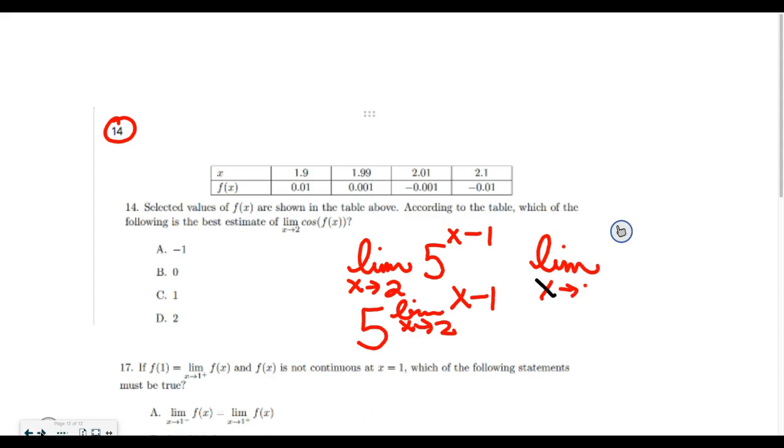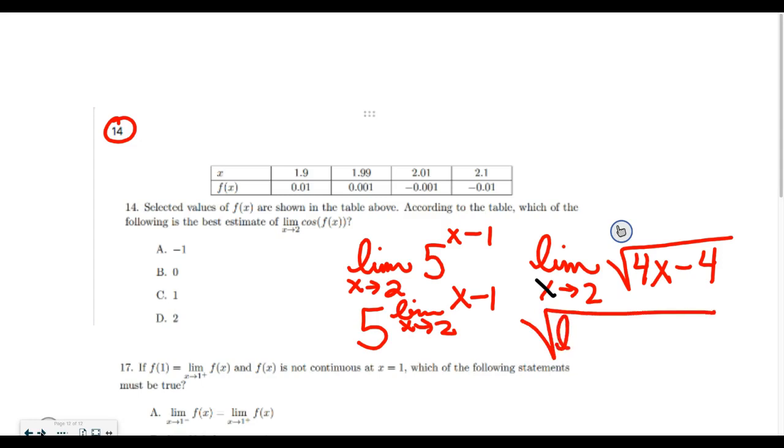Suppose I did the limit as x approaches 2 of the square root of 4x minus 4. I know you would know to plug that in and say it's the square root of 4, which is 2, but you could have also brought the limit in and under the root and had the exact same answer. So when we have function compositions, like the cosine of f of x, 5 to the x minus 1, the square root of 4x minus 4, where we have functions inside of functions, the limit is malleable. And it can go up into an exponent, it can go under a root.